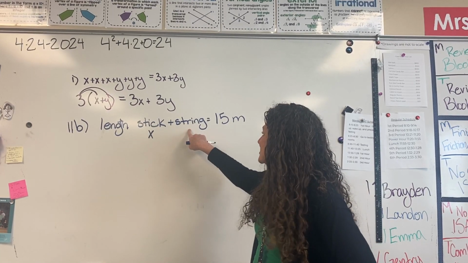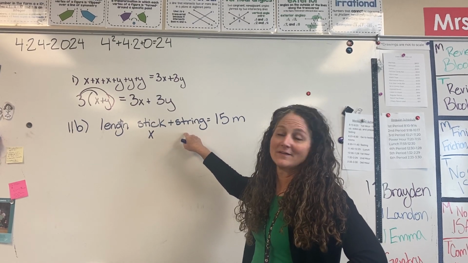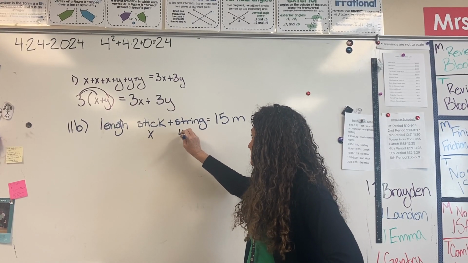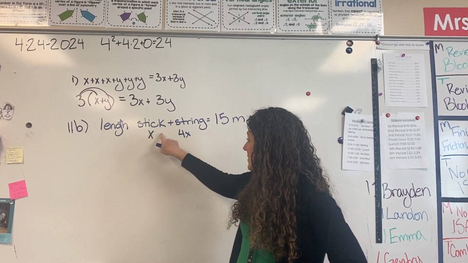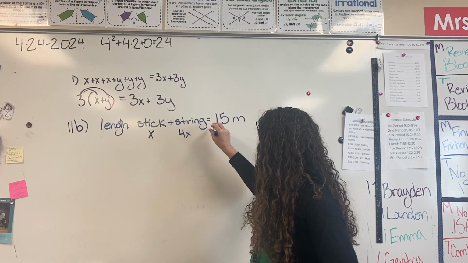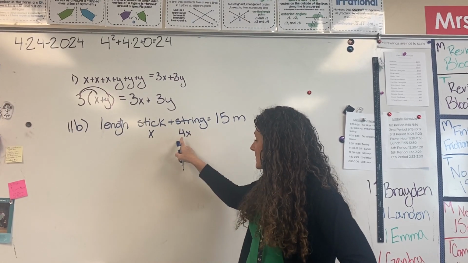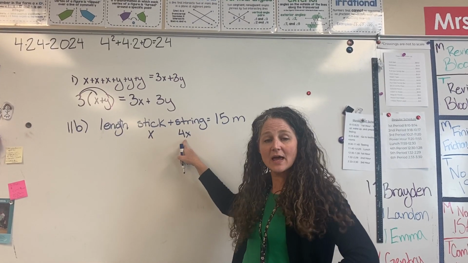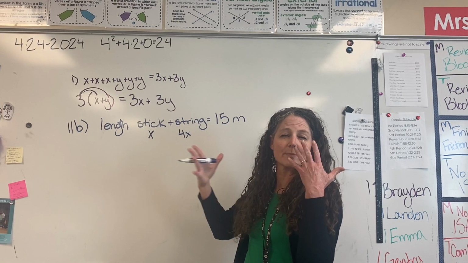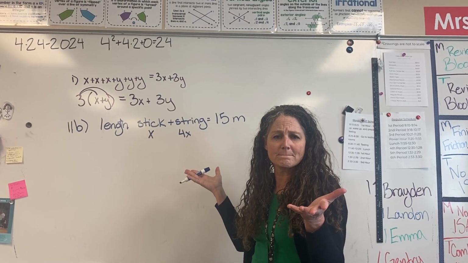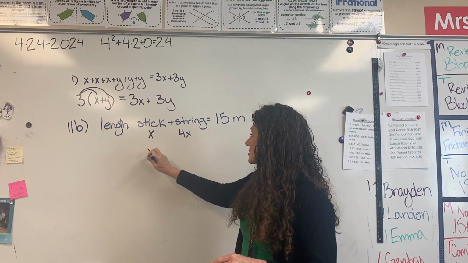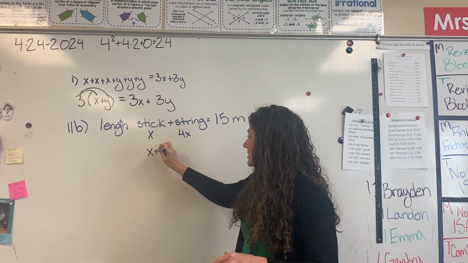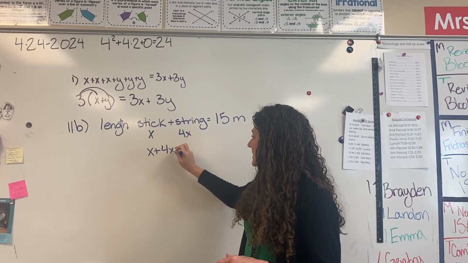How long is the string? 4 times X. So the string is 4 times as long as the stick. And we know that both of them together are 15 meters. So how would we express both of them together? What math operation is that? Addition. We're doing addition. So stick plus string is 15 meters.